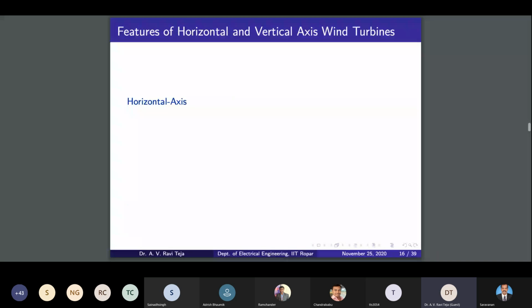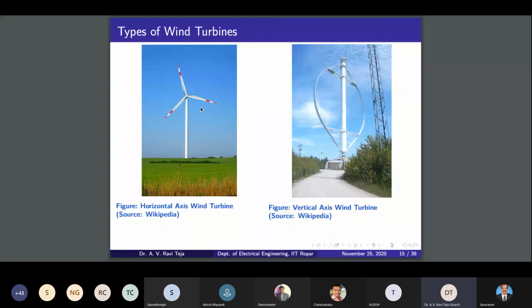So if we see a horizontal axis wind turbine, since the axis of rotation is parallel to the ground, if I want to capture the rotation of the blade, I have to keep my generator, which also should rotate along with the blades, at the top of the tower. Because at the bottom of the tower, there is no rotation. At the top of the tower, it is rotating. If you see this figure, at the top of the tower, I am getting the axis of rotation.